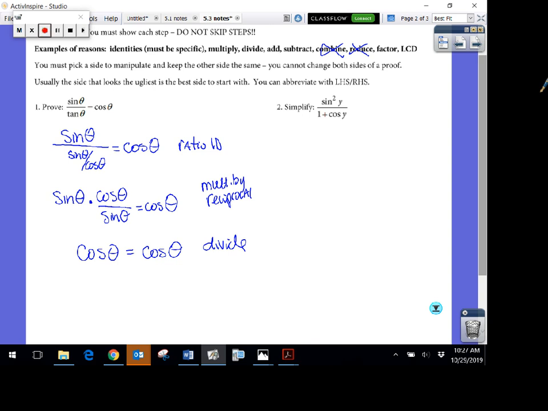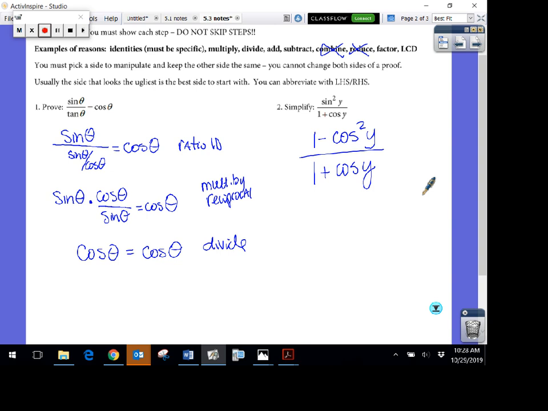So then I look at the sine squared. Well, sine squared, I can make 1 over cosecant, but that doesn't help me. So I think about my Pythagorean identity. There is a way to write sine squared using the word cosine. That's a Pythagorean identity. So I could change sine squared to 1 minus cosine squared y, that's true using the Pythagorean identity, over 1 plus cosine y. So if this was a proof, I would say Pythagorean identity. That's what I used in order to write it that way.